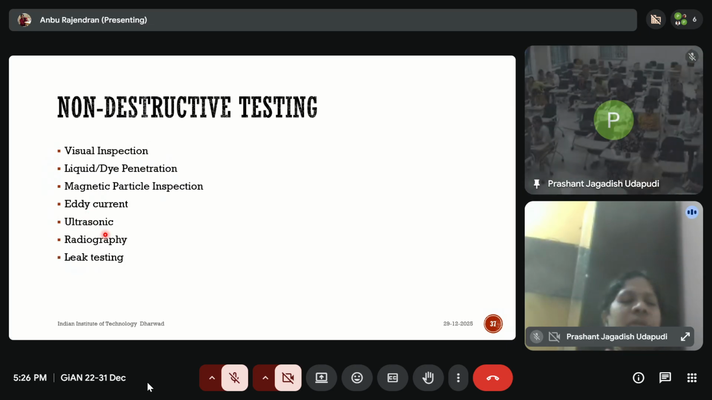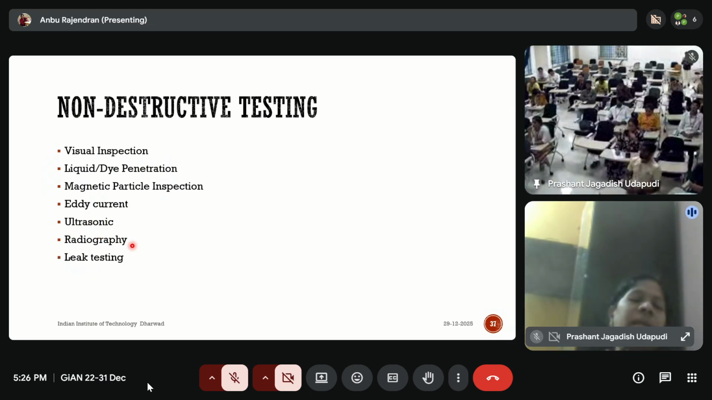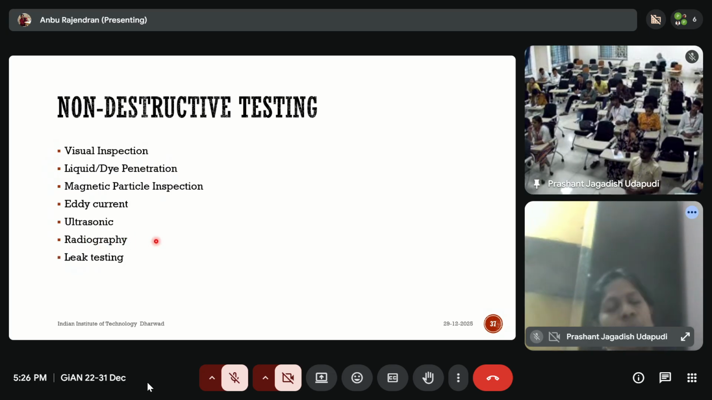Radiography: similar to ultrasonic, you will apply X-rays or gamma rays for analyzing. You pass the X-rays or gamma rays and receive the signal, like an X-ray. You will develop the X-ray, you can get the scanning of that, and you can get the information out of it.